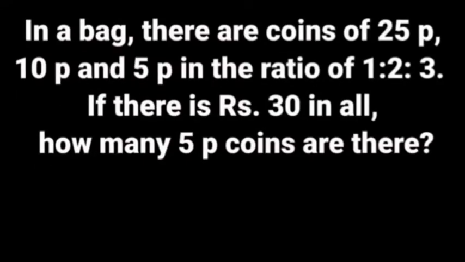In a bag, there are coins of 25 paisa, 10 paisa and 5 paisa in the ratio of 1:2:3. If there is rupees 30 in all, how many 5 paisa coins are there? Okay. In a bag having 25 paisa, 10 paisa and 5 paisa coins in the ratio 1:2:3, we have 30 rupees. They're asking how many 5 paisa coins are there. Okay, hope you understand the question. Let's see the solution for this.